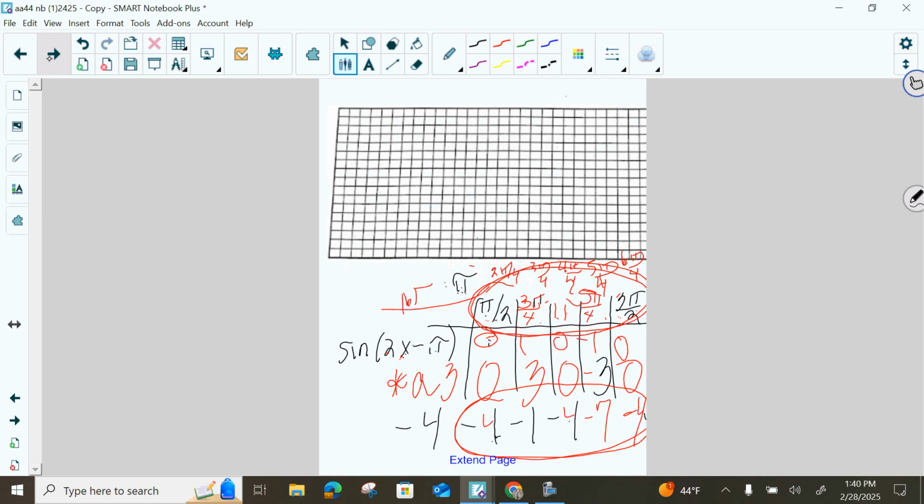Where do we want the x-axis? Right in the middle, high, low? Where do we want it? High, right? Because we got negative 1 to negative 7. So I'm going to do a little higher x-axis.